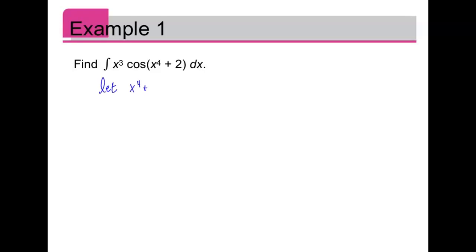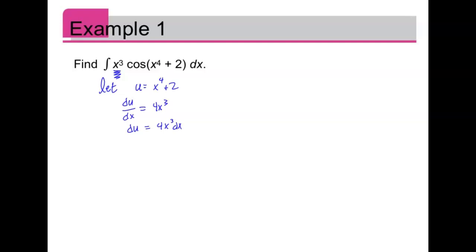Let u equal x to the fourth plus 2. And then you know when you take the derivative of that, you're going to end up with x cubed in some form, right? And we do have that x cubed out front that'll help us substitute out for the du. All right, so now let's take the derivative. du dx is what? 4x cubed. Separate the differentials. Multiply the dx to the other side. So du is 4x cubed dx.